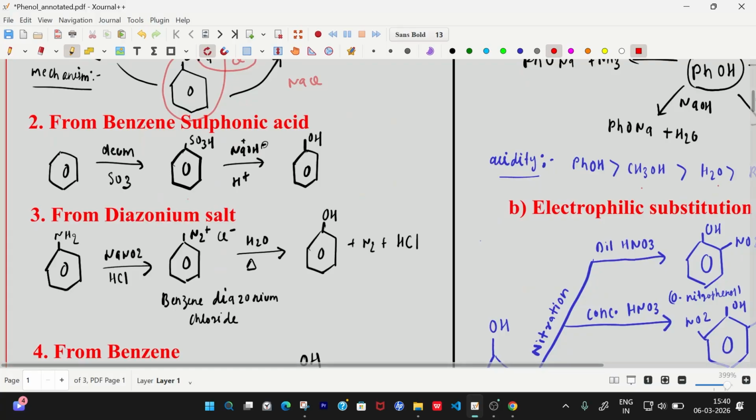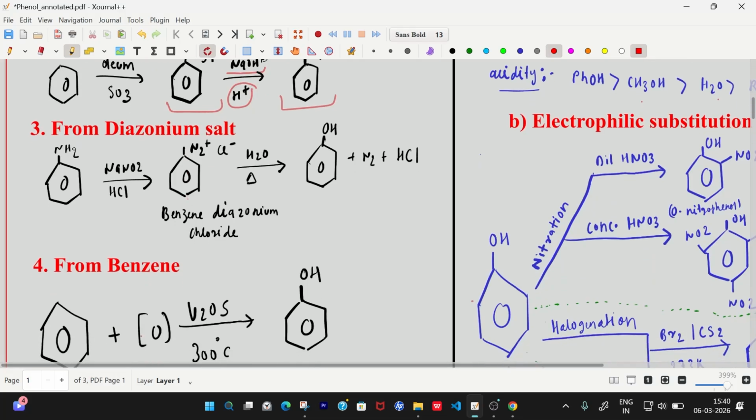Our second method of preparation is from benzene sulfonic acid. Here benzene is treated with oleum to form sulfonic acid, and sulfonic acid is further treated with sodium hydroxide in acidic medium to form phenol. Third method of preparation is from diazonium salt. Here aniline is treated in the presence of NO, NO2 and HCl at 0 to 5 degrees Celsius to form benzene diazonium chloride, and in the presence of warm water this changes to phenol and N2 and HCl.